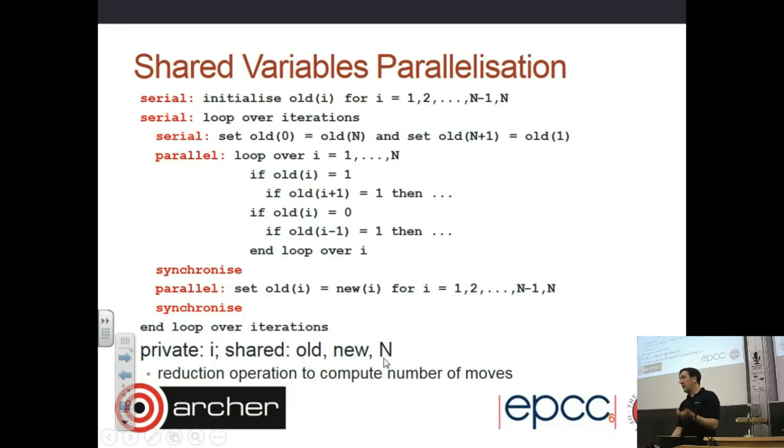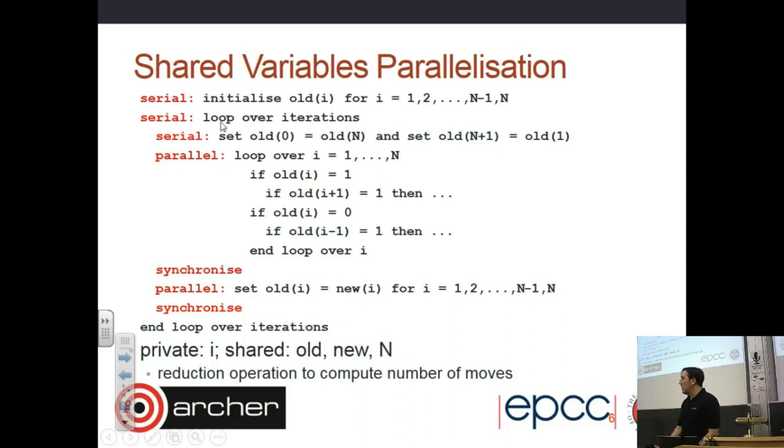So old and new are shared, and n is shared because it's just a constant value. It's not changing, so you could make it shared or private, but it doesn't really matter. The very important thing here is that the loop variable i has to be private. The way we're going to parallelize this is by making sure that each thread operates on a different section of the array. And that means that the loop limits aren't from i equals 1 to n, as we talked about in the analogy with the simple example of adding up an array of numbers. You maybe have an i start and an i stop, and they have to be different on each thread.